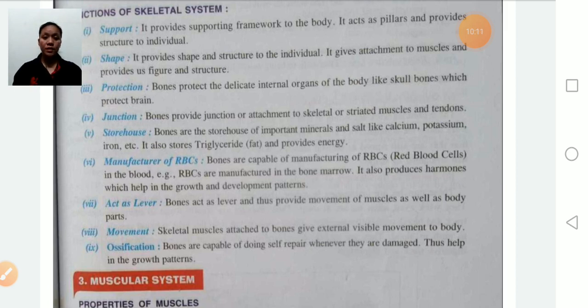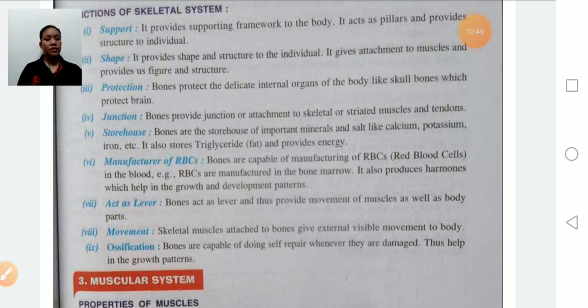Manufacturing of red blood cells. Bones are capable of manufacturing the red blood cells in the blood. For example, the red blood cells are manufactured in the bone marrow. It provides hormones which help in growth and development patterns. Bones help in the manufacturing of red blood cells, and red blood cells help in the growth and development of the human being.